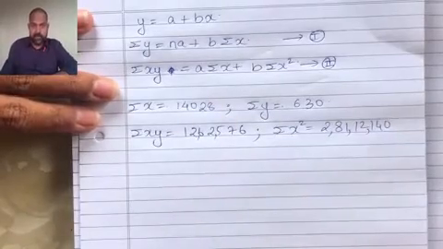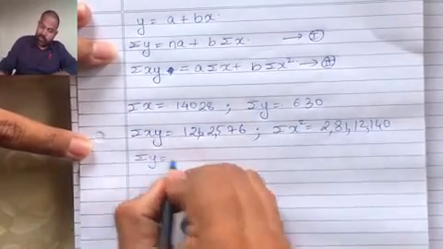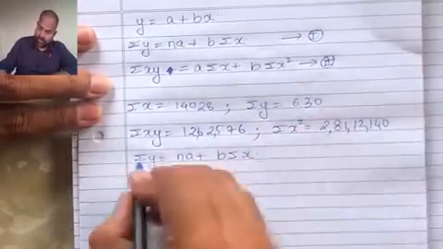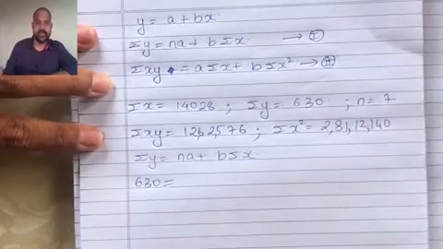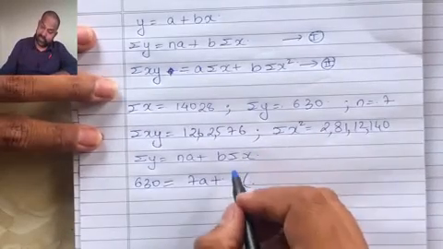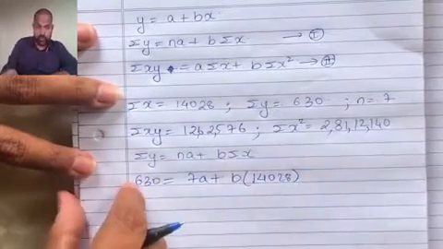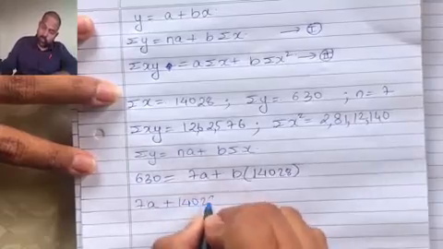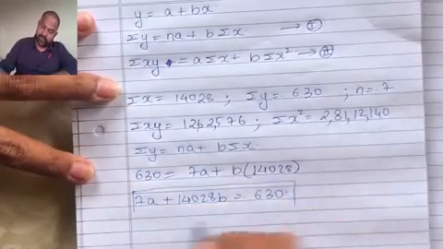If you have everything already, then why wait? Let's start substituting. Equation 1. According to equation 1, sum of y is na plus b sum of x. Sum of y is 630. So 630 is n. What is n? The number of readings, which in this case is 7. 7a plus b sum of x. Sum of x is 14028. So if I write all this on this side and the 630 on the other, this is how it will look like. 7a plus 14028b is equal to 630, and this is going to be my first simultaneous linear equation.